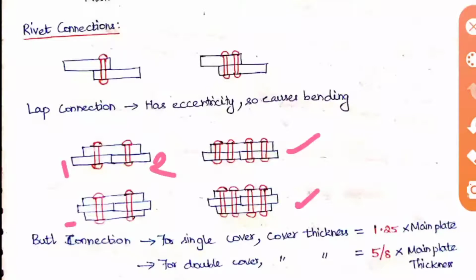In a butt connection, for a single cover, the thickness of the cover should be 1.25 times the main plate's thickness, and for a double cover, it is 5 by 8. 5 by 8 is around 0.6, so 0.6 times the main plate thickness is enough.